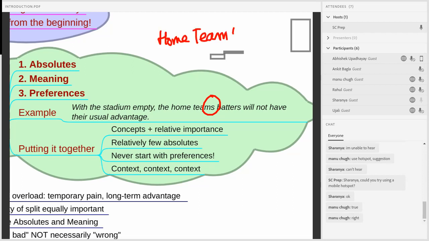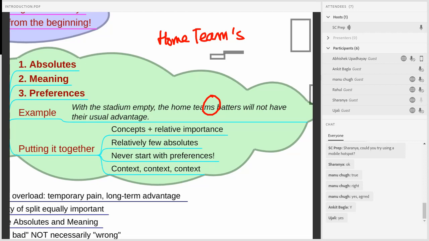All right, now let me get a quick check. Please write in a yes in the chat window if you agree with Rahul. Awesome. I've got 3 yeses. I hope Abhishek and Sharanya are also on board with this.